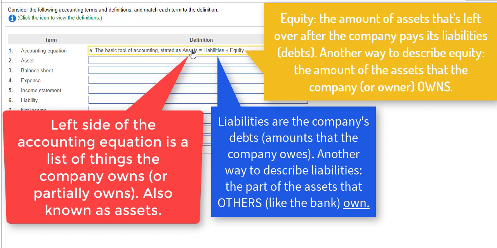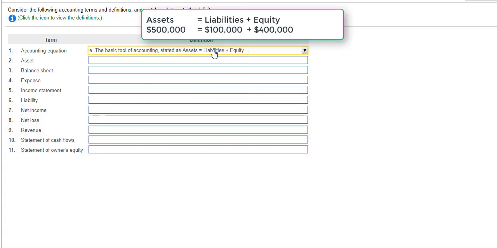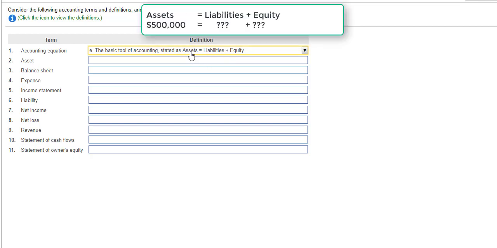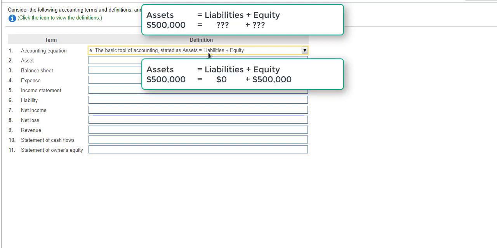So, for example, in a business, if the business owns a building, the full cost of the building would be listed under assets. And then if there's a $100,000 loan left on that building, then that $100,000 is listed as a debt because the bank owns that part of the building. And then equity is the amount of the assets that the owner owns. For example, let's say the company owns a building and it's a $500,000 building. So over here, we would list $500,000. And if the company owns the building completely, then that means there's no debt. So that $500,000 would be listed under equity.